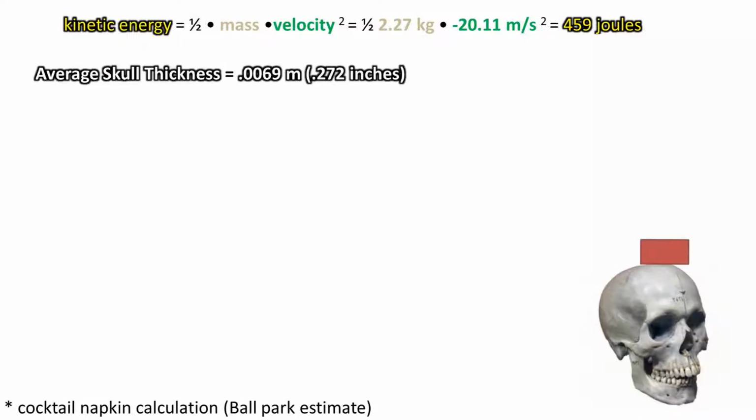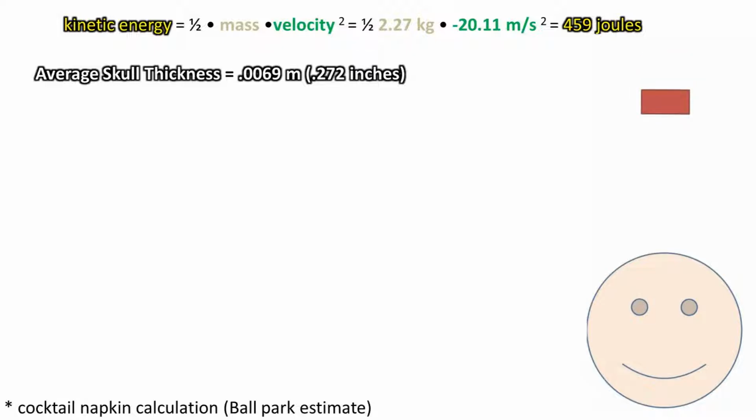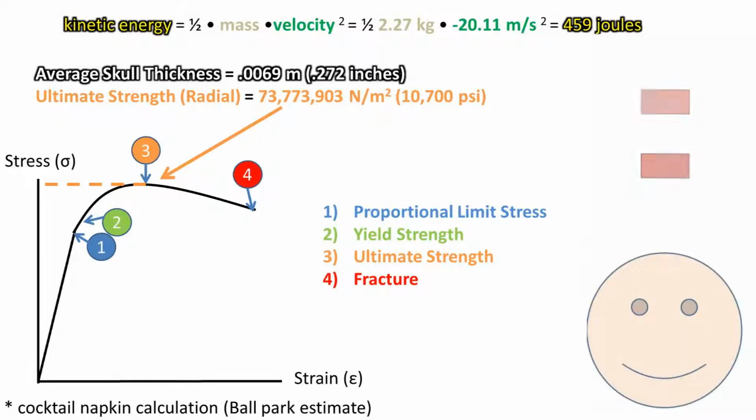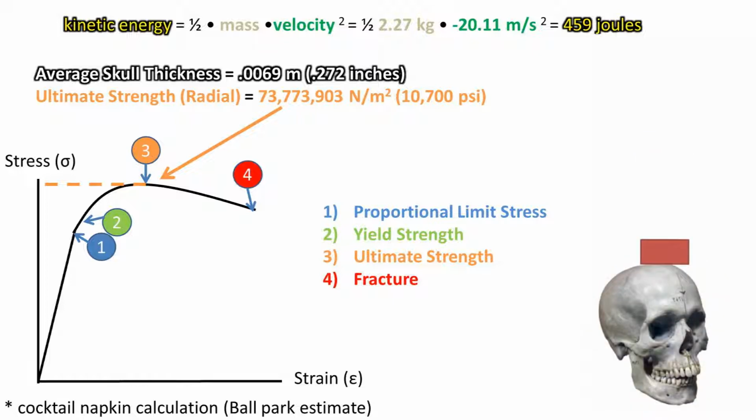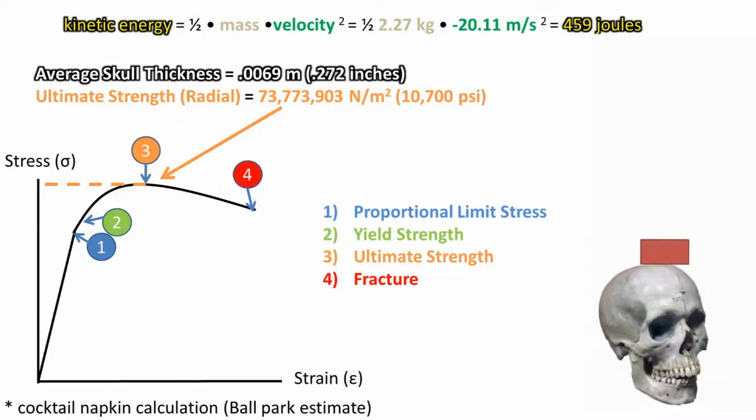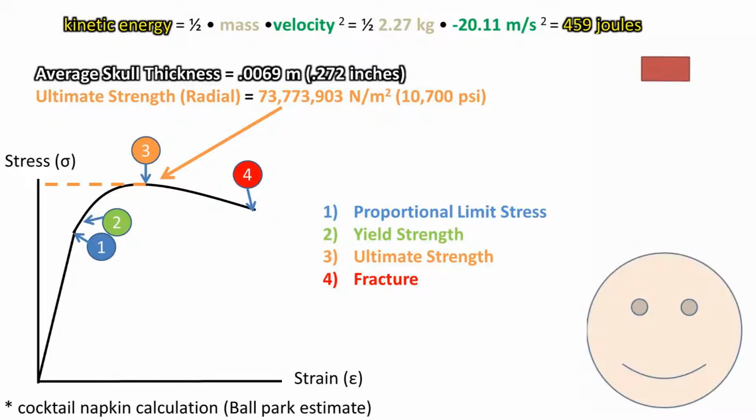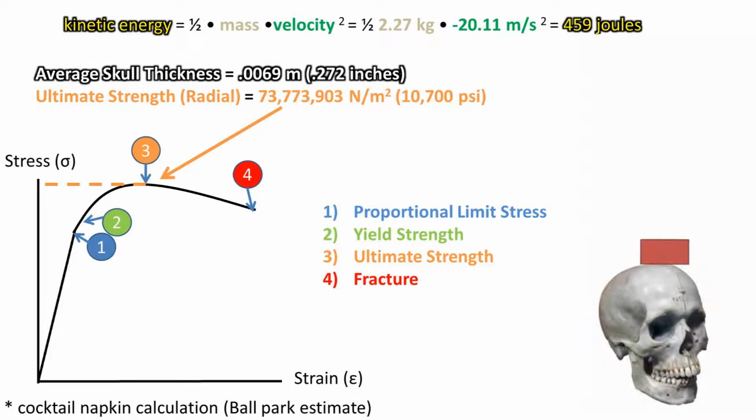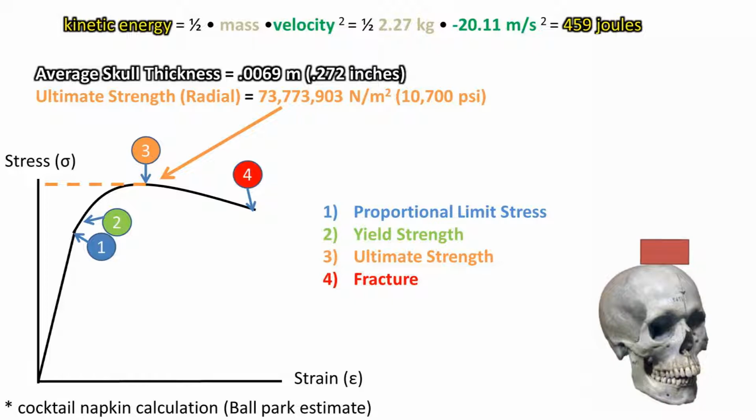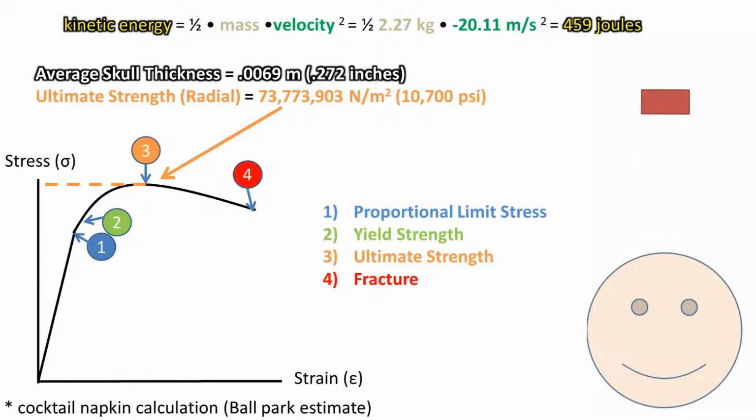From this document, we get that the average skull thickness is about 6.9 millimeters. The sample has an ultimate strength radially, which is projected inwards towards the center of the skull, of 73.7 megapascals, or newtons per meter squared. Recall that the ultimate strength is the point where the max amount of stress the material can handle happens. This can be plotted in a stress-strain diagram to show the different phases of the compression of the material.